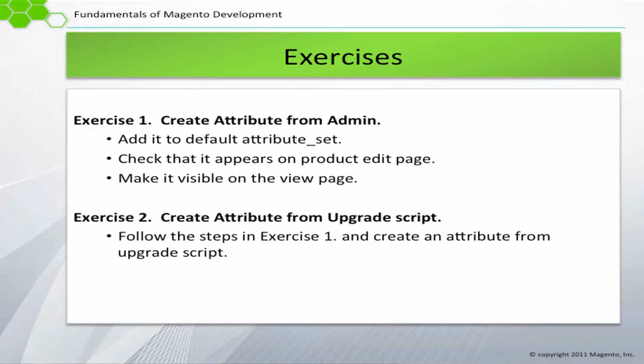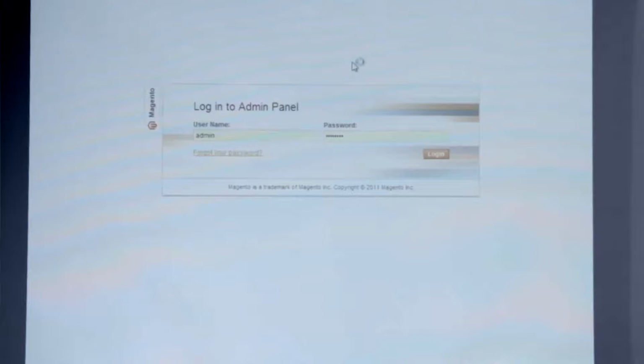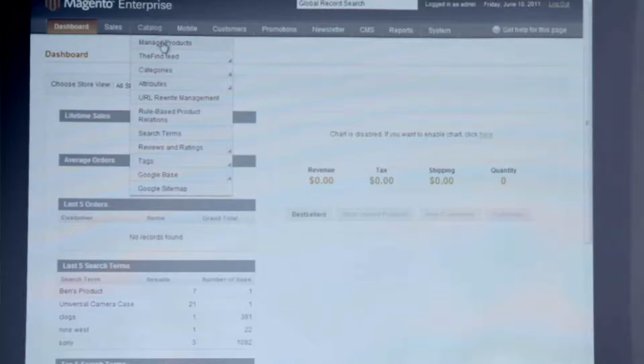We have several exercises to do. In this case, we're going to create an attribute from the admin and add it to the default attribute set. Check that it appears on a product edit page. Oh, okay. Well, that's really simple. I mean, you wouldn't necessarily have to take this course to be able to do this. So what does this look like? Well, in the admin, it would look like: catalog, attributes, manage attributes.